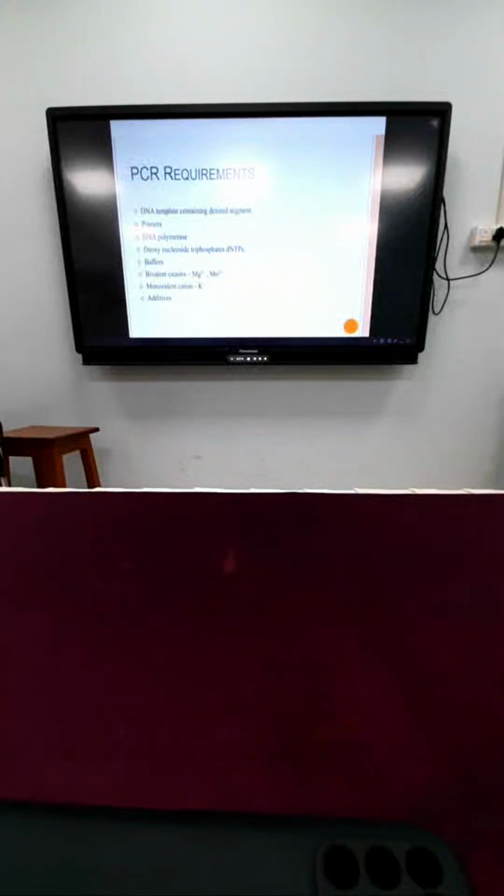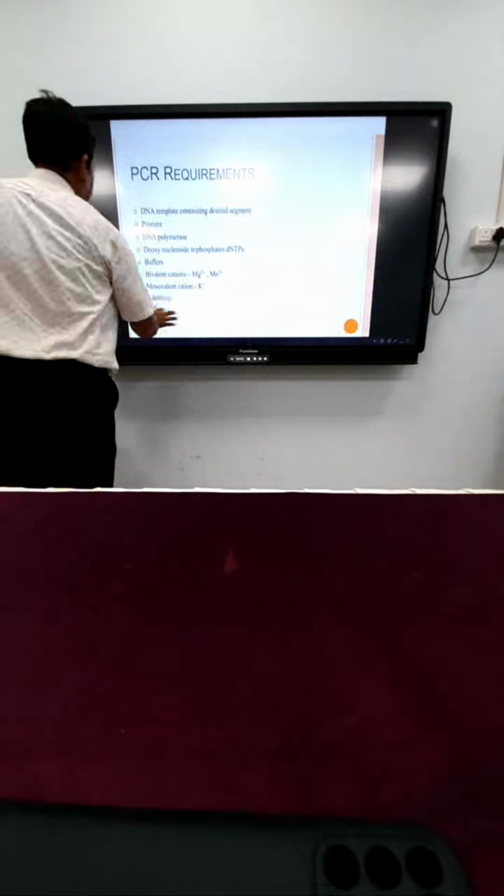And the bivalent cation, magnesium or manganese, increases the primer annealing process, and the monovalent cation like potassium, and some additives or adjuvants are used for better results.